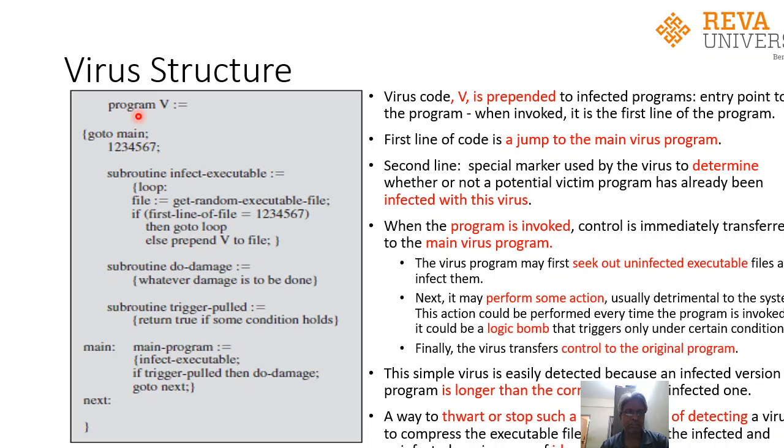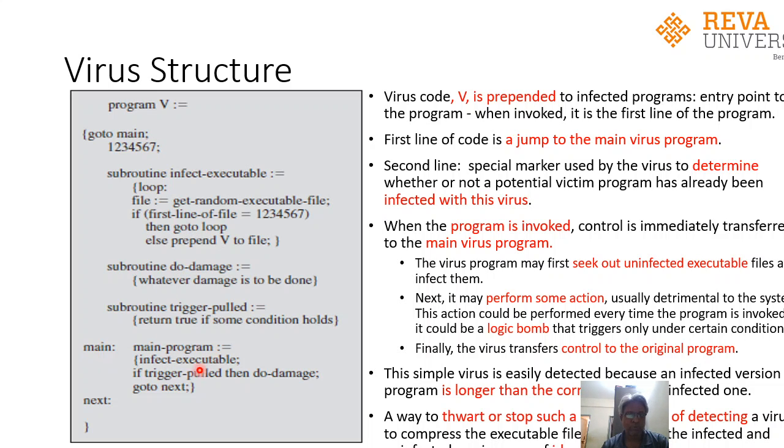When invoked, the first line of the program is the virus program. The first line of the code, goto main, is a jump to the main virus program. The second line of the code is a special marker, 1234567, which is used by the virus to determine whether or not a potential victim program has already been infected with this virus. If a program doesn't have this signature, it is not infected, so it will be infected now. If it is already infected, it will not be infected again.